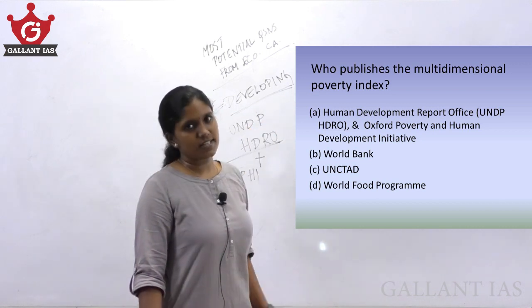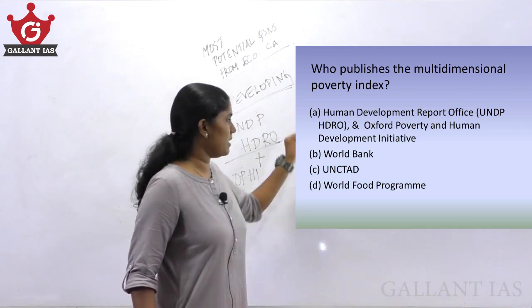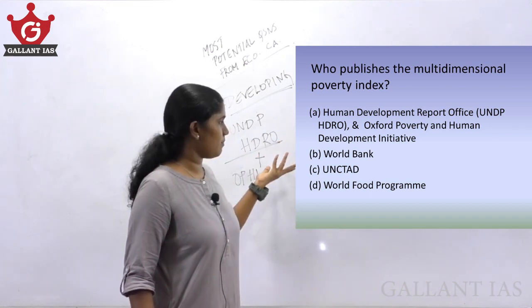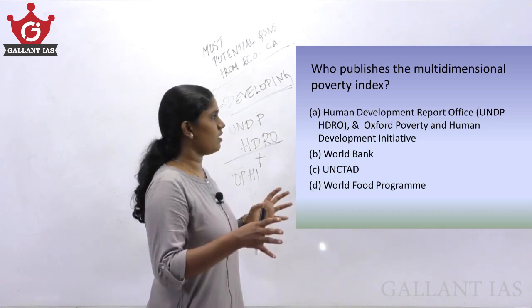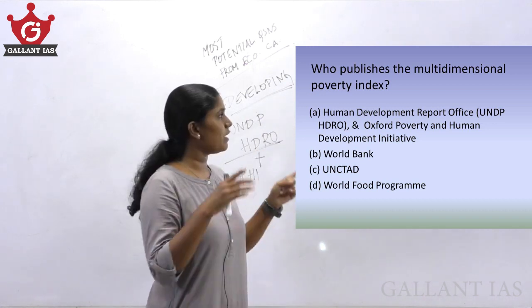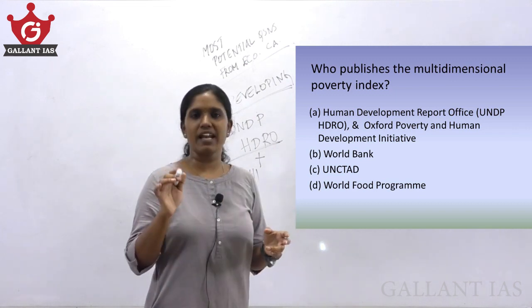So the first option itself is correct, but don't conclude in the beginning itself. Please read all the other options. B is World Bank, C UNCTAD, and D World Food Program. So don't get confused. It is the Human Development Report Office of the UNDP plus the Oxford Poverty and Human Development Initiative.